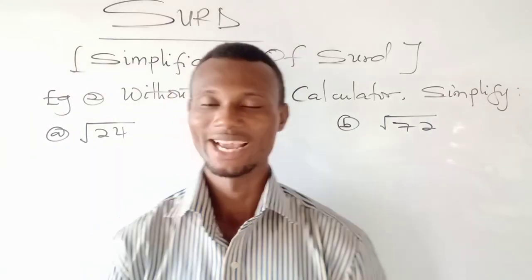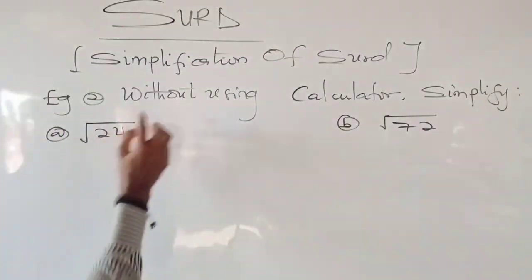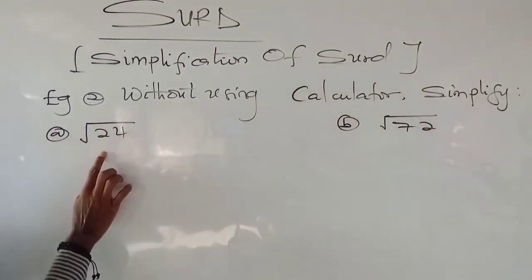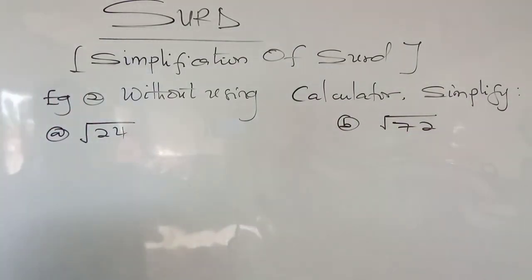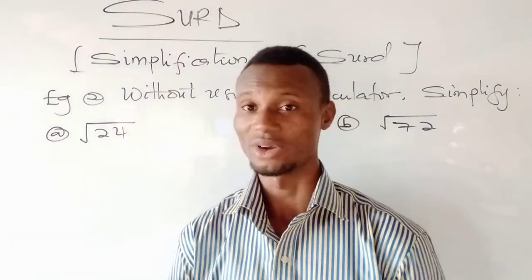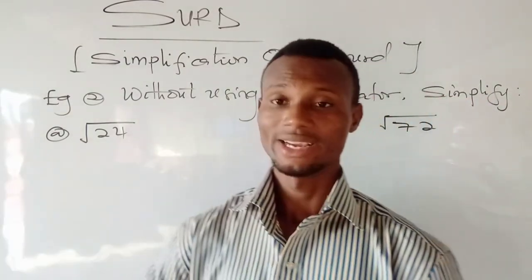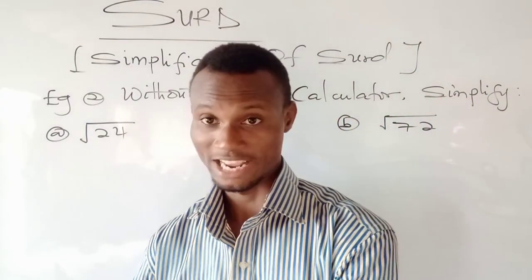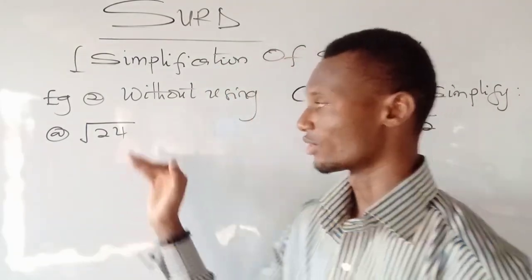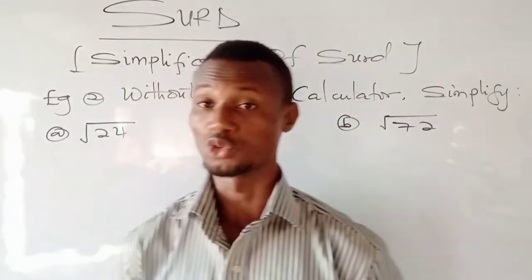So let's go ahead and solve example 2 that I have on the board. Example 2 says, without using a calculator, simplify A, square root of 24, and B, square root of 72. Square root of 24 is a set, and I've explained what a set is in the first video. Square root of 72 is a set too. So the question says, without using a calculator, we should simplify the square root of 24 and also the square root of 72.